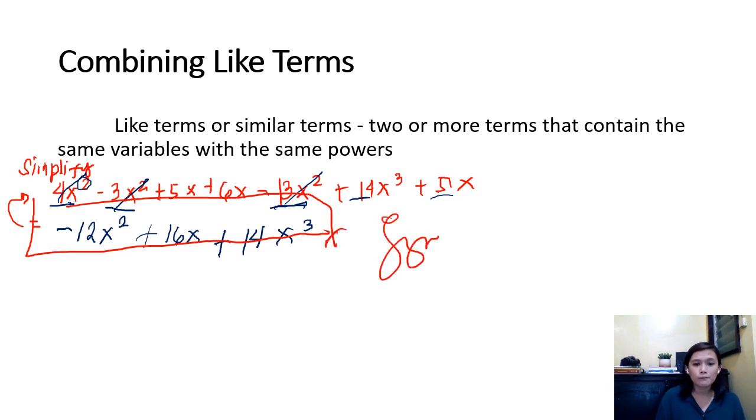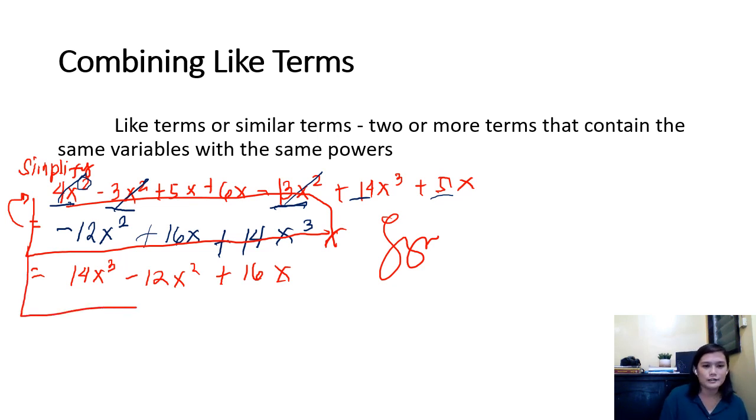You could also revise this or change it into the proper way of writing the algebraic expression, where the bigger exponent should be written first. So you have 14x cubed minus 12x squared plus 16x. But the earlier one is okay as the final answer. We could simplify the expression further, because we could factor out 2x from the whole algebraic expression. But we have not yet reached factoring. So this is just the final answer.